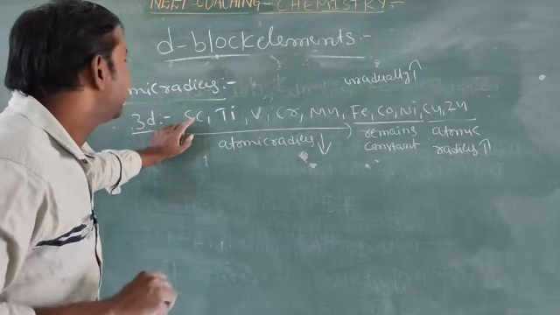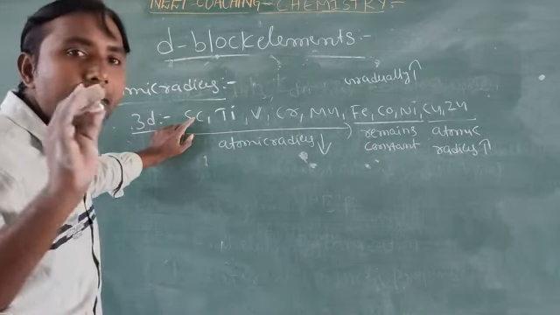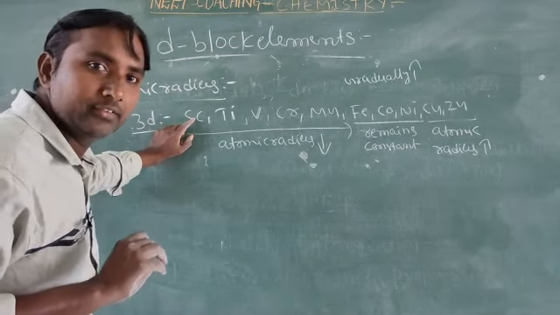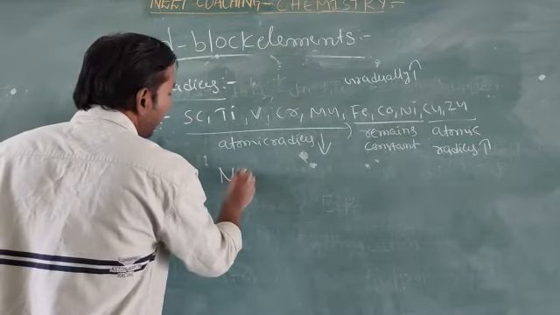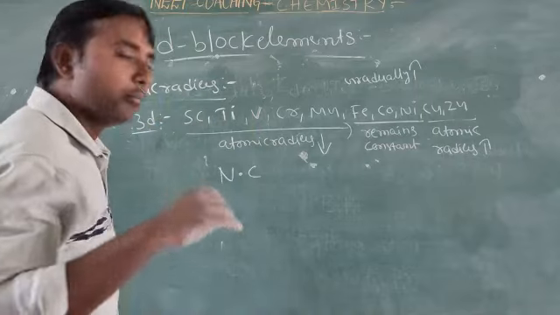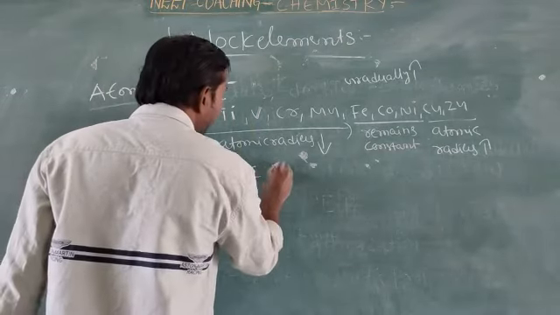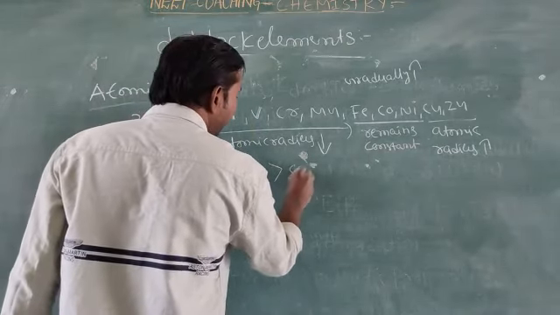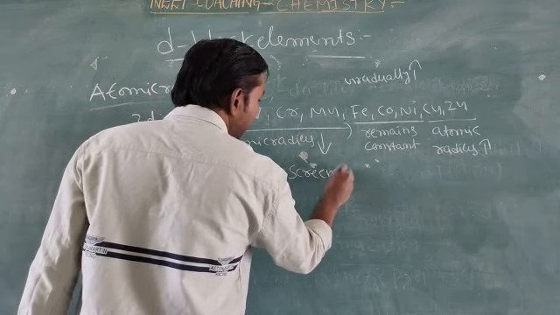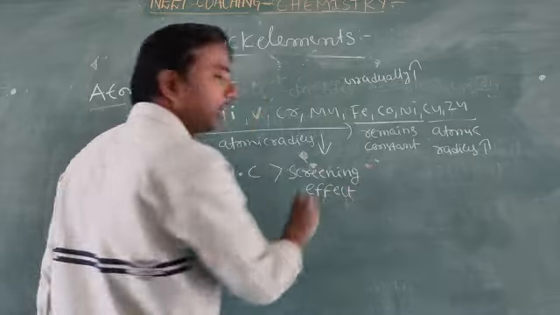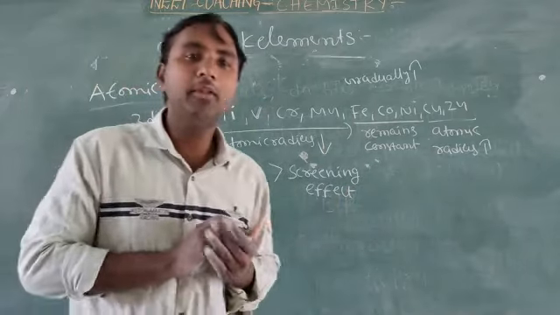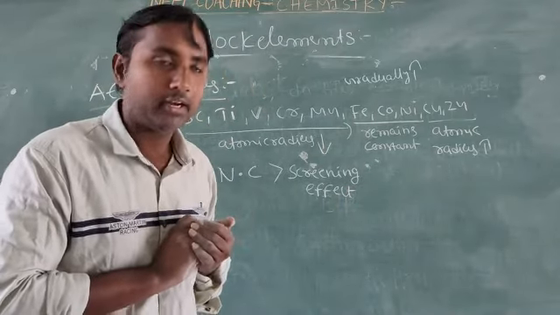Here, from scandium to manganese, the atomic radius decreases due to nuclear charge. Nuclear charge is more effective; it dominates the screening effect. What is the screening effect? We already discussed it in the 11th class, in the classification of elements chapter.